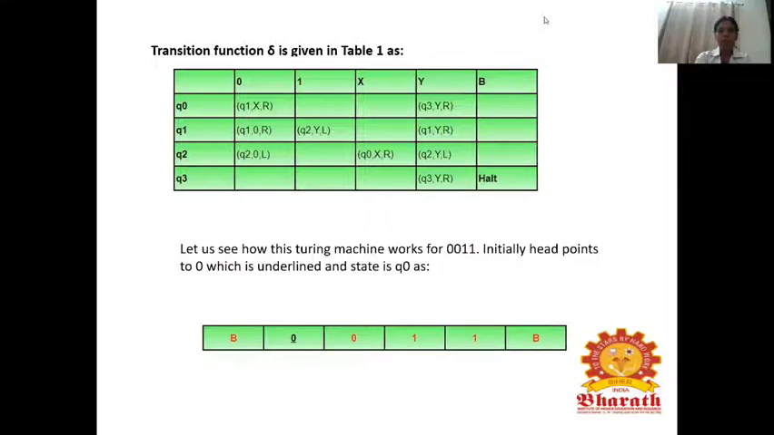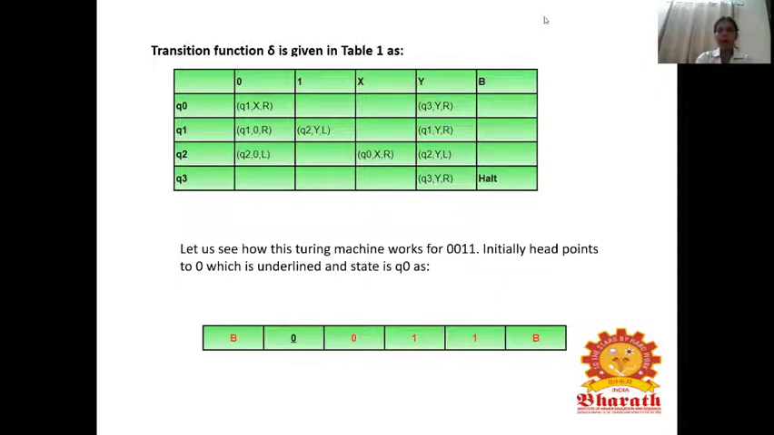Another example, for state Q1 we have an input 1. If the current state is Q1 and the input received is 1, what will happen? The transition takes place from Q1 to Q2, and it will change the input symbol from 1 to Y, and then it moves to the left because L is there: Q2, Y, L. So this is how the transition function works.